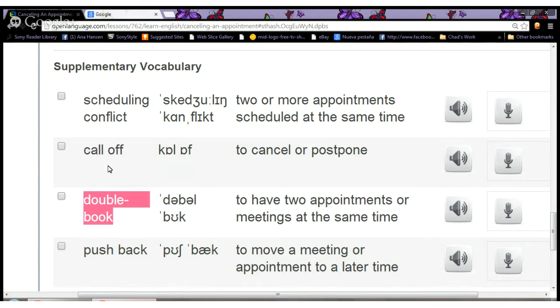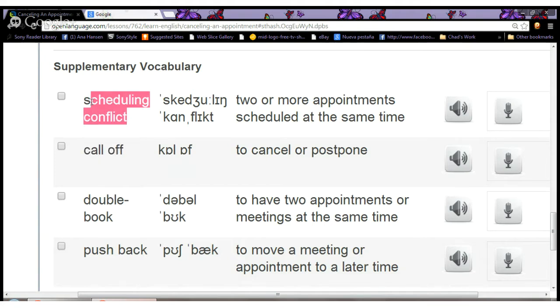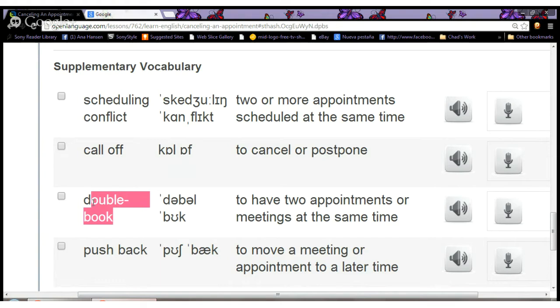So I'll do that again. I'm sorry, I have to call off today's meeting, or today's appointment, because I have a scheduling conflict. Someone double booked me. Or apparently I'm double booked, something like that. So we would use this to describe the situation. I'm double booked.